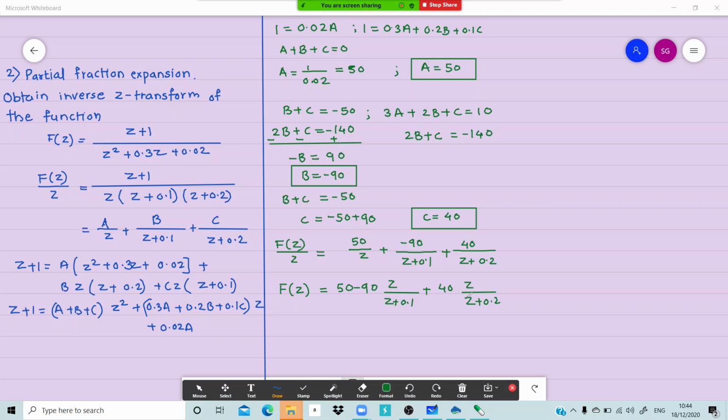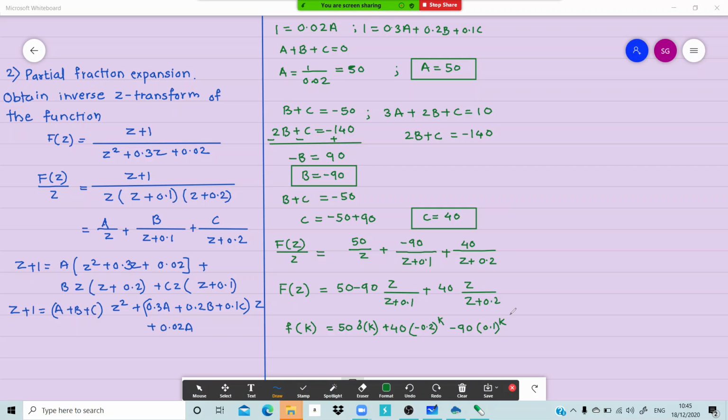And now we know, if you are getting this function, right, now how to write it in the reverse format, right? z upon z plus 0.2. So you know that f of z, if you recollect in the exponential thing, we had written all these things. So you can write 50 delta k, because we want to write it in terms of sequence, then plus 40, minus 0.2 raised to k, and minus 90, minus 0.1 raised to k.